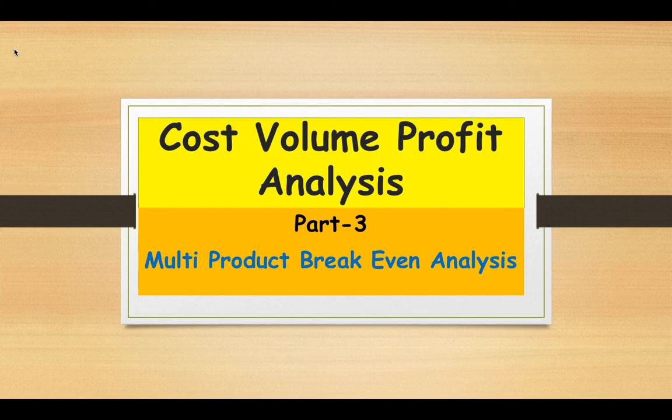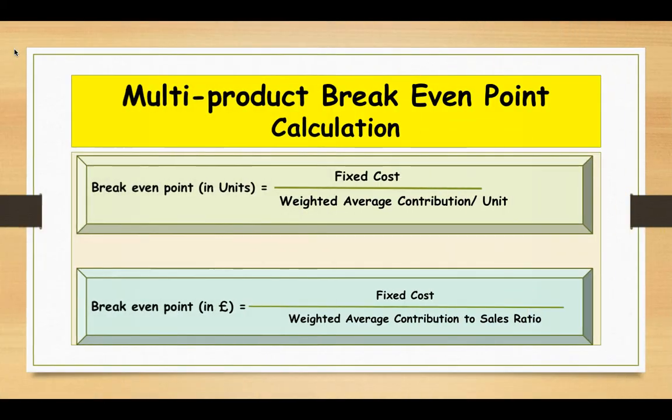This is part 3 of cost volume profit analysis. Here we are going to see multi-product break-even analysis. We'll see the formulas for the multi-product break-even point calculation. First, we'll see what is a multi-product company. A multi-product company means a company that sells 2 or more products.